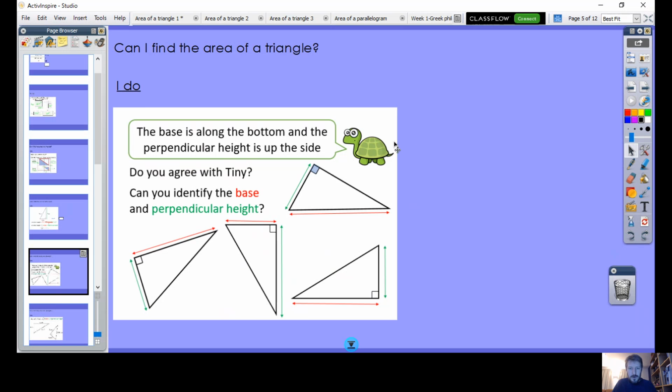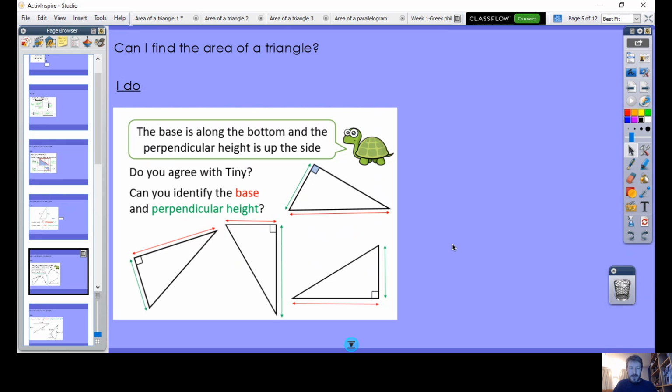Do you agree with Tiny? Tiny is the tortoise. Tiny says the base is along the bottom and the perpendicular height is up the side. Do you agree with Tiny? Have a little think. Pause the video if you want to. Do you agree with what Tiny says?